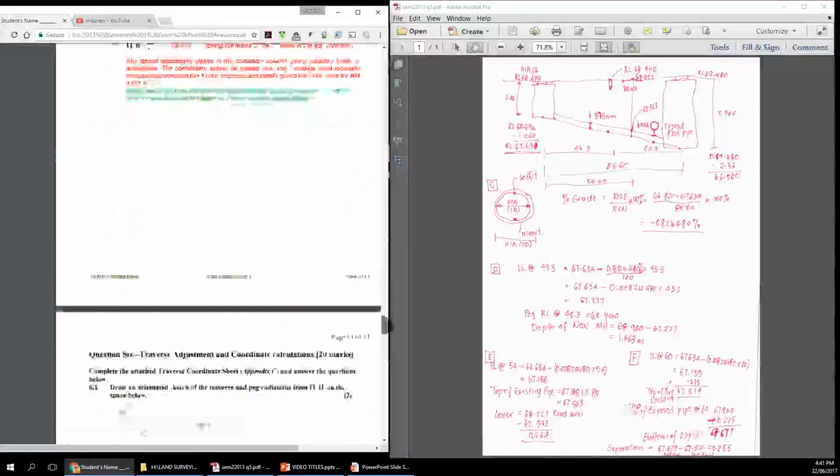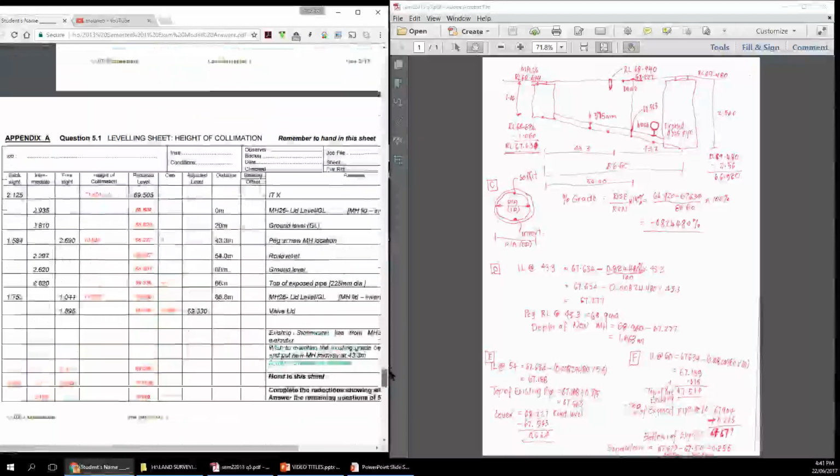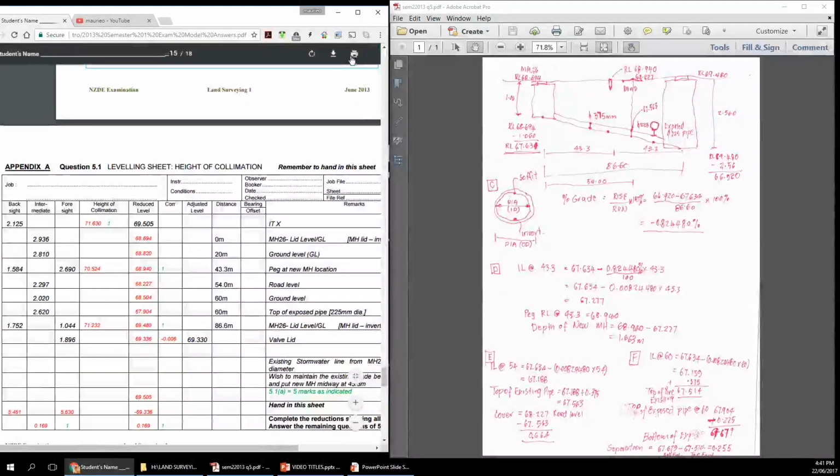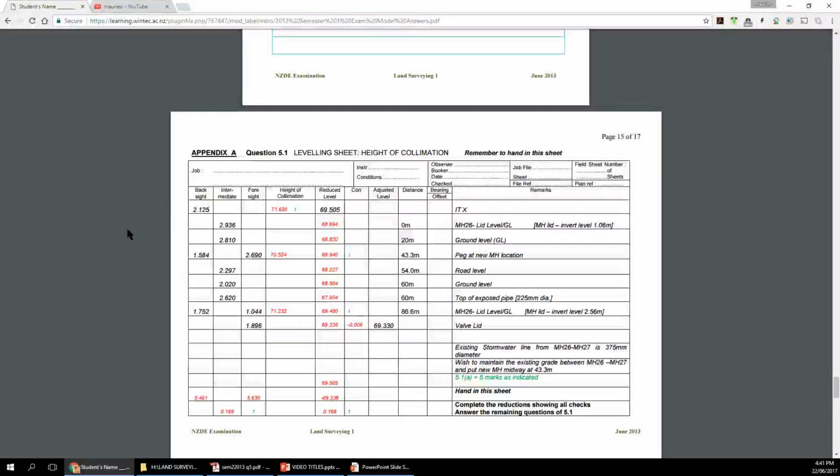So we'll go to Appendix A, which is here, and we'll just make that even bigger again. So this is Appendix A, and the red is what's obviously got to be done.